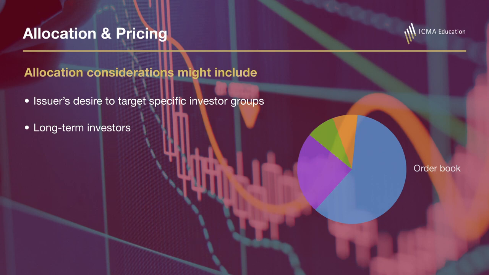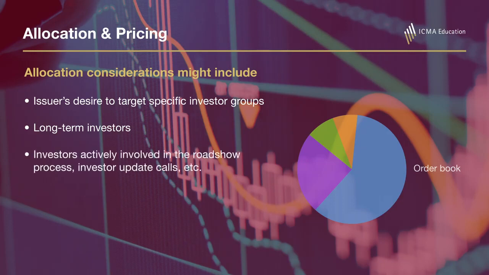Also, preference is given to those investors that have actively participated in the process. So they've given good colour during, for example, a roadshow process or on an investor update call. That colour is key to ensuring you get the deal correctly priced or at the right price. You may also consider investors that have had a history in investing in previous issues of the issuer or in the sector in which the issuer operates.